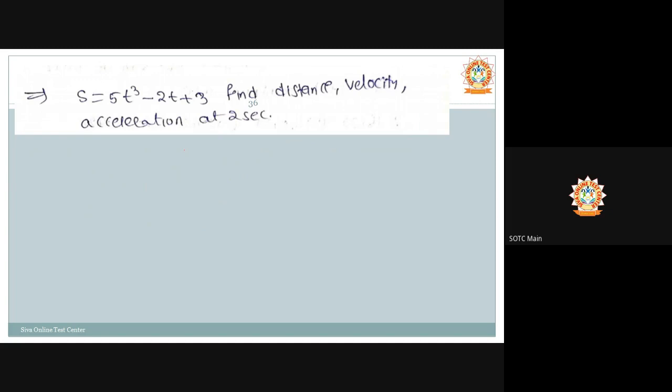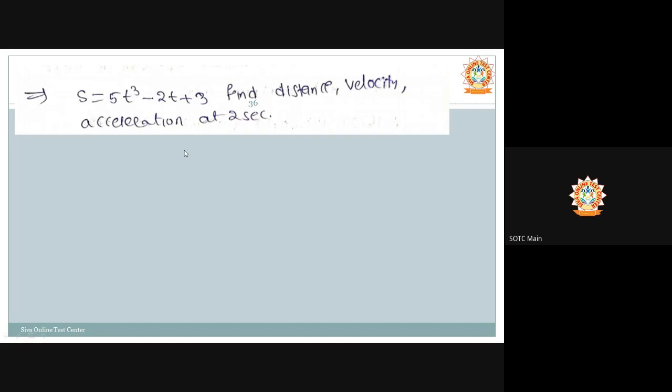Find this question. S is equal to 5t cube minus 2t plus 3. Then find the distance, velocity, acceleration at 2 seconds. Find all things and tell me the answer. Distance is equal to 39 meters. Distance is 39. Yes, very good.